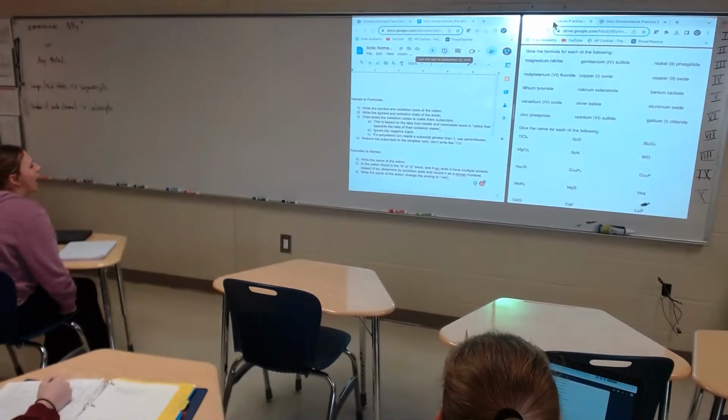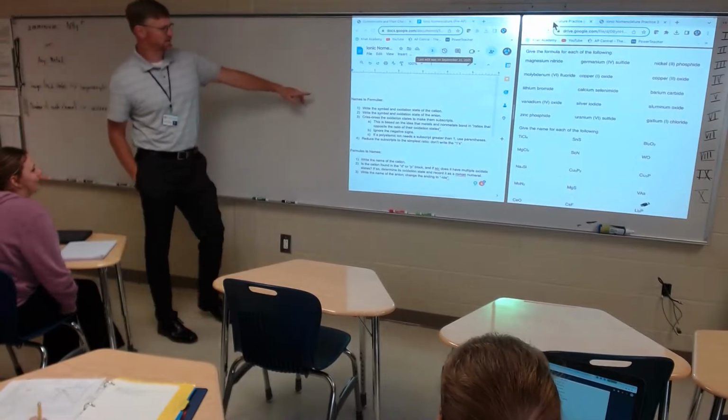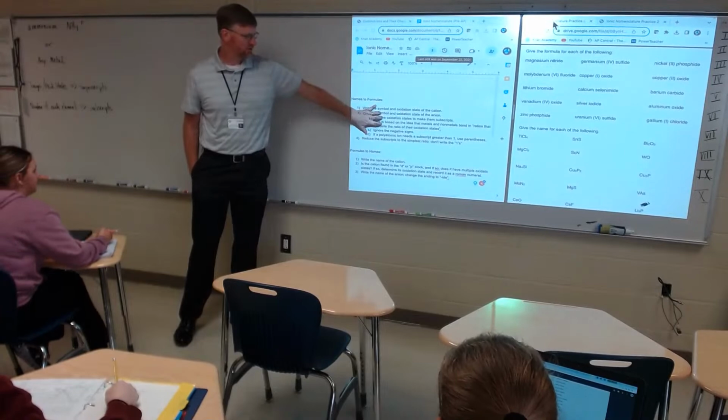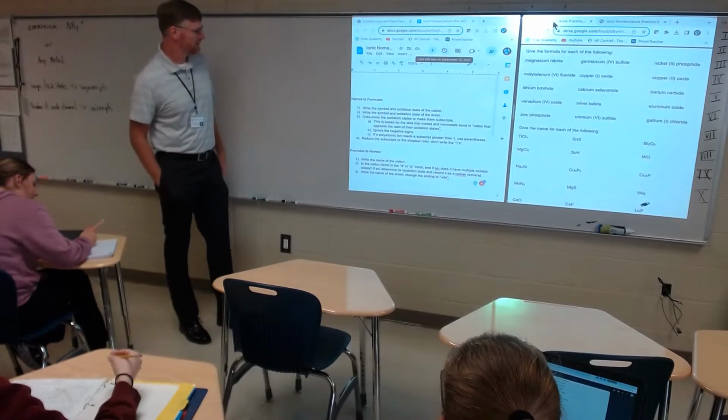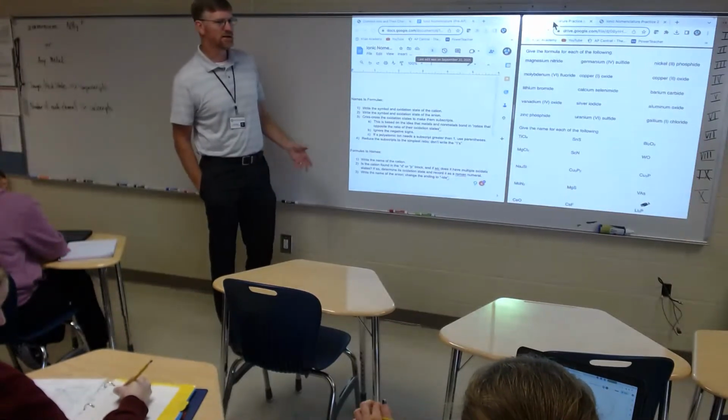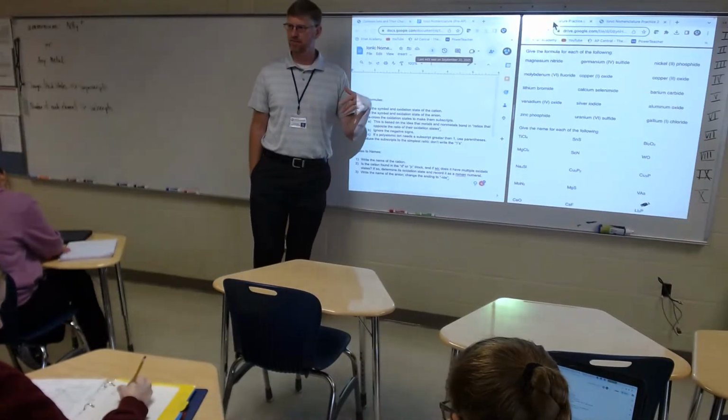Okay, all right. So I recognize those are ionic compounds. So what am I going to do? I'm going to follow this set of steps right here. This is what you've got to learn today. Step number one, we're going to write the symbol and oxidation state of the cation. That's the positive part of it, correct?